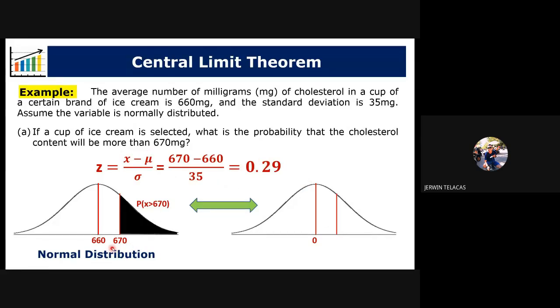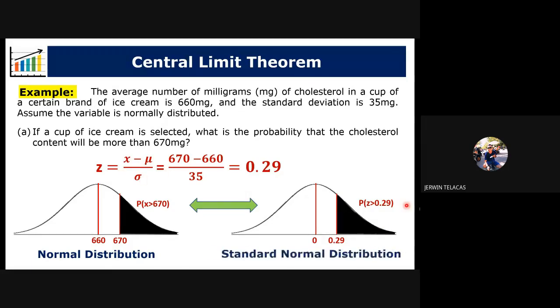So in this case, to find the equivalent value of 670 in Z-score, we are going to use this one. So 670, substitute lang, minus 660 all over 35, which is the standard deviation. So we have here 0.29. So yung 670, ang equivalent niyan in Z-score is 0.29. And same lang yung shaded region natin. So in symbol, we have here P of Z is greater than 0.29. So na-convert na natin using this formula.